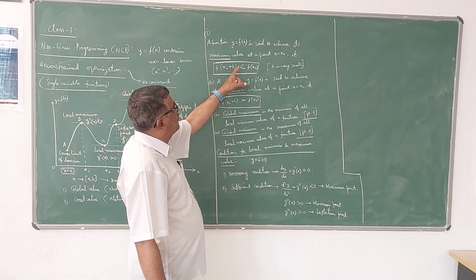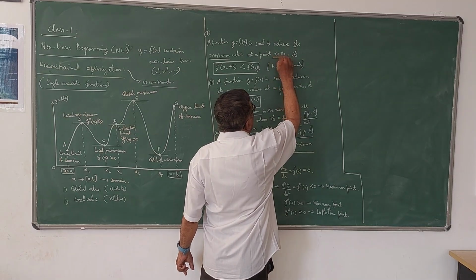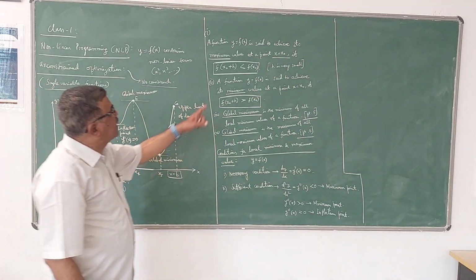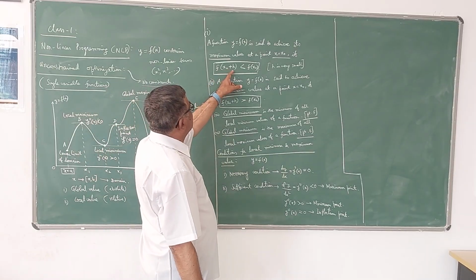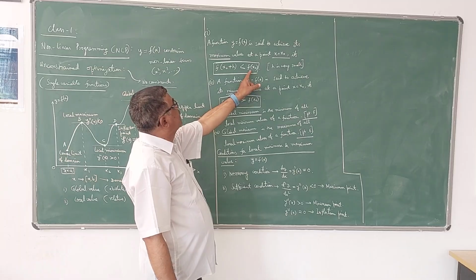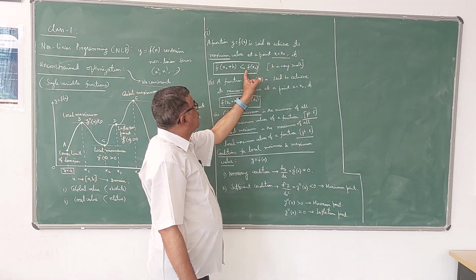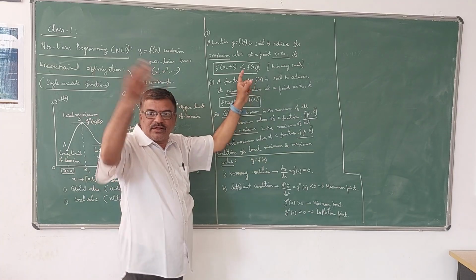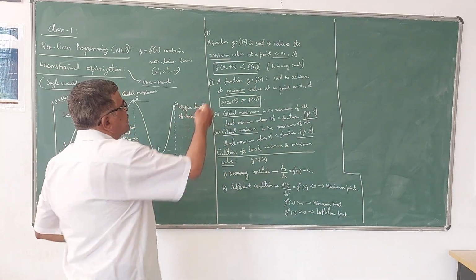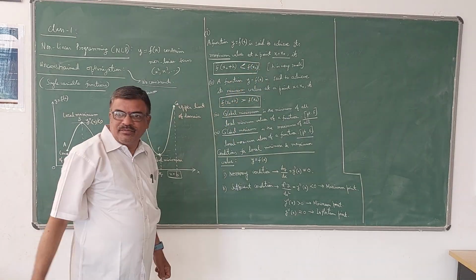In other words, a function f of x is said to achieve its maximum value at a point x equal to x naught, provided f of x naught plus h is less than f of x naught. That means whatever value of f of x you find at x equal to x naught, it should be greater than any other value. That is why it is the greater sign. Then we say that this value is maximum.